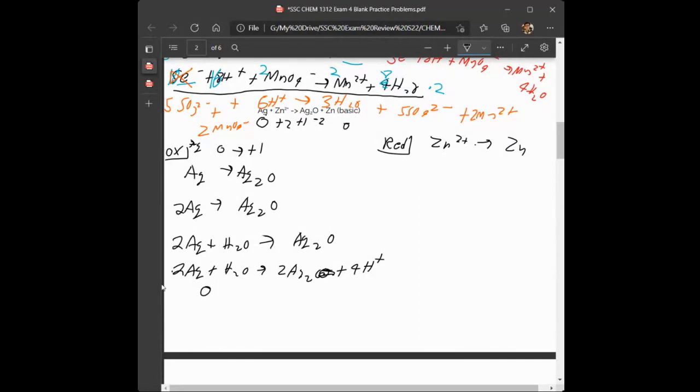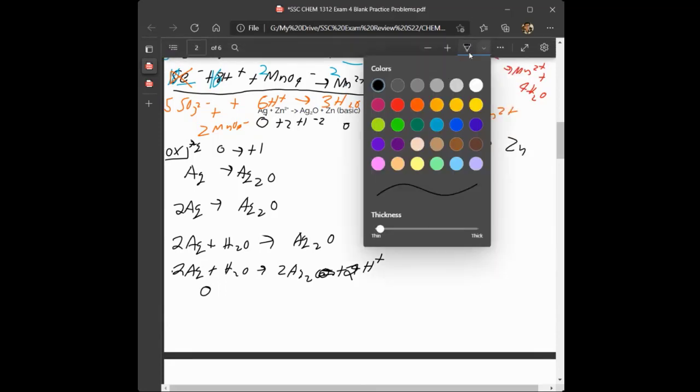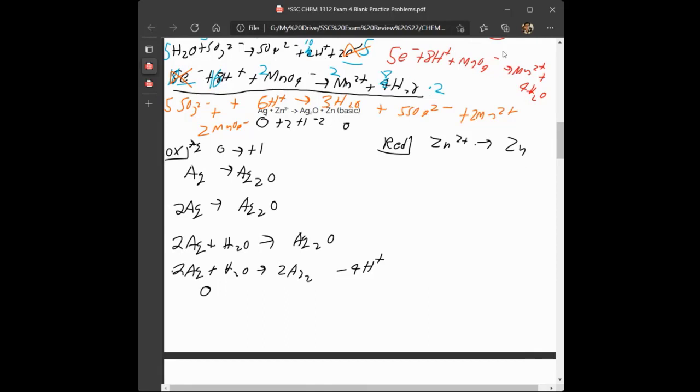So fixing our work, we can have one H2O. So 2Ag plus H2O yields Ag2O. For fixing that, we just need 2H plus. Let me go ahead and tidy up that work for you all. Selecting the pen: 2Ag plus H2O yields Ag2O plus 2H plus, right? We only need 2 here because on the left side we have 0 charge, and on the right this is going to be plus 2, right?